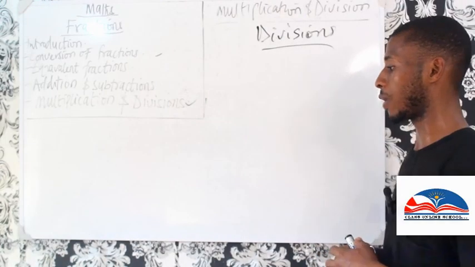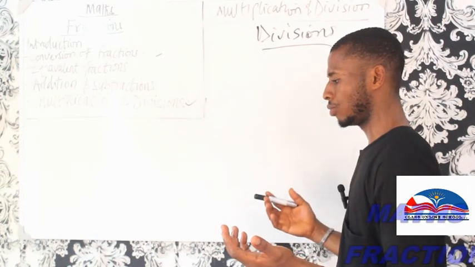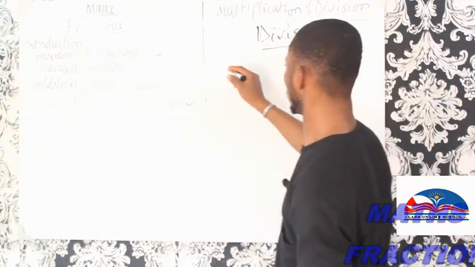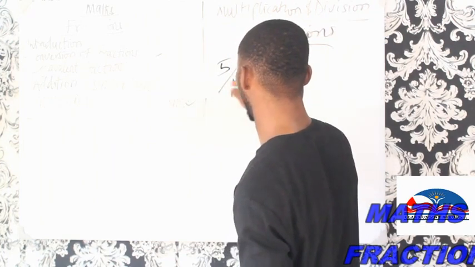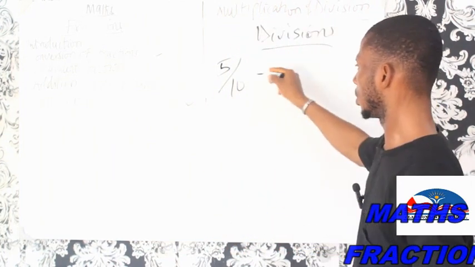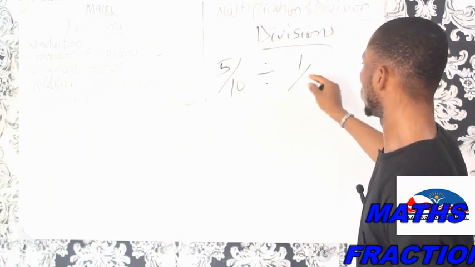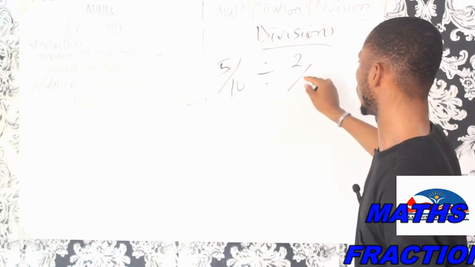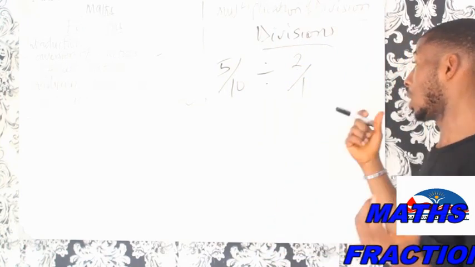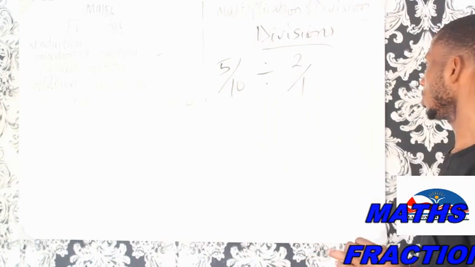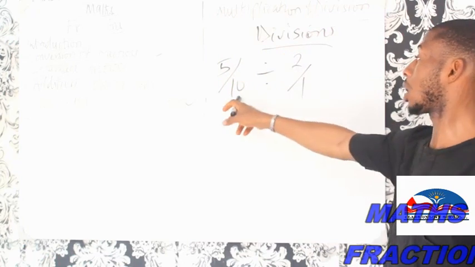Let's look at divisions of fractions. Now we have numbers like 5 over 10 divided by, let me say, 2 over 1. Okay, at this point 5 can divide 2, 10 can divide 1.